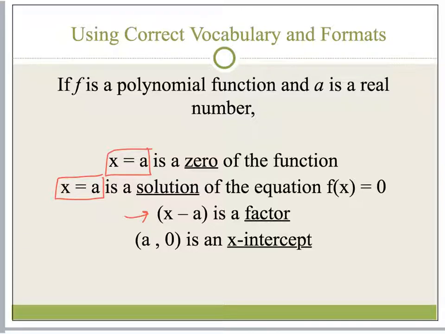So if I see it written in parentheses as x minus that number, the answer would be one of those first two that are boxed in, either the 0 or the solution. For a factor, it would always be x plus or minus that number. And then the last one, where you have a comma 0, you can have a 0 like in the first one, but to write it as an intercept, you have to take that number and say comma 0. So an intercept is an ordered pair. Okay, zeros and solutions, they're just equal, and a factor uses parentheses with plus or minus.